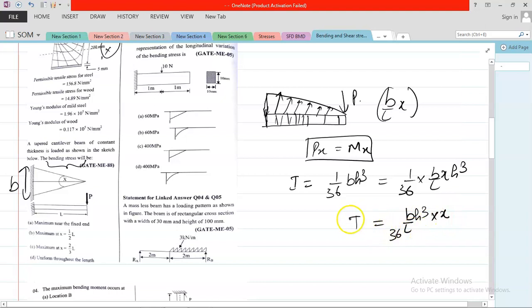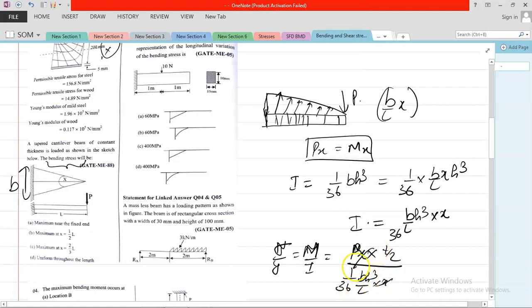This is your I. Now sigma by y is equal to M by I. Now if I write M, it is P into x into y, where y is t by 2, this is constant, and your I is 1 by 36 bh cube by L into x. So it just cancels out, and sigma is coming as a constant value, it is not changing along x, so it is uniform towards the length. The answer is it is uniform towards its length.